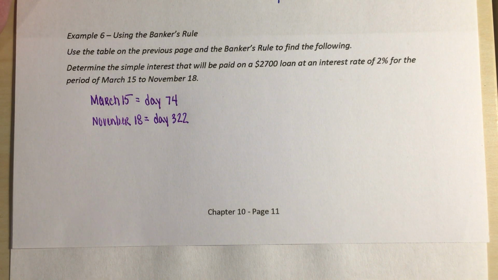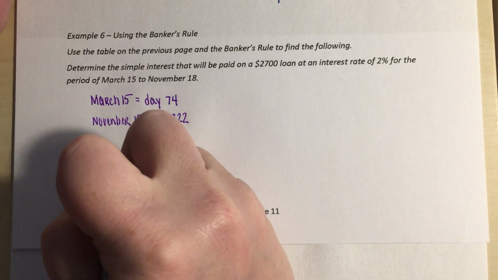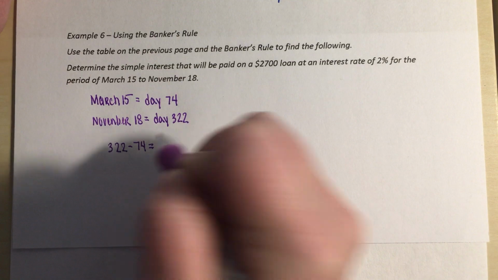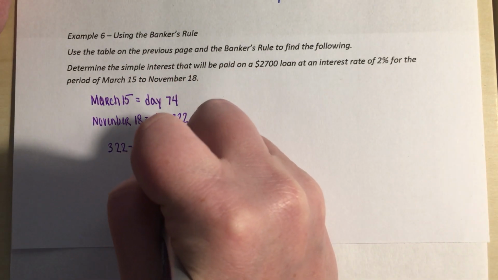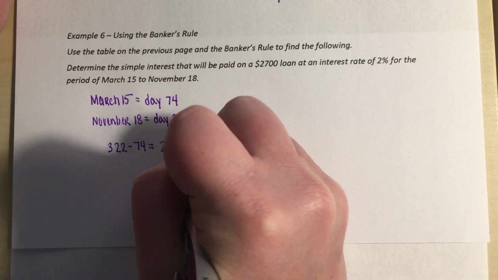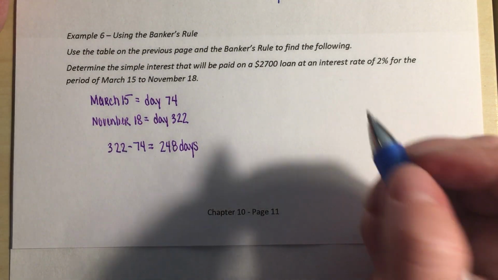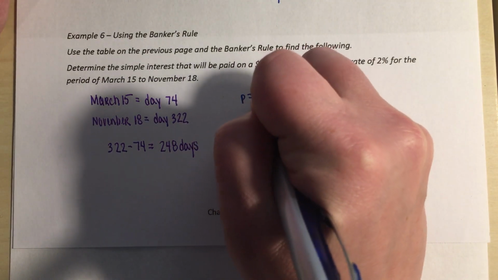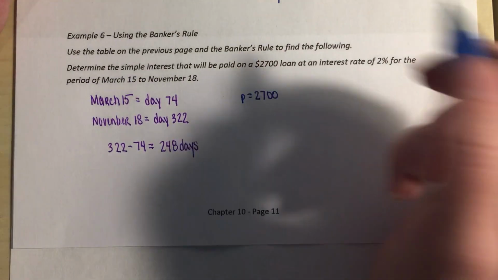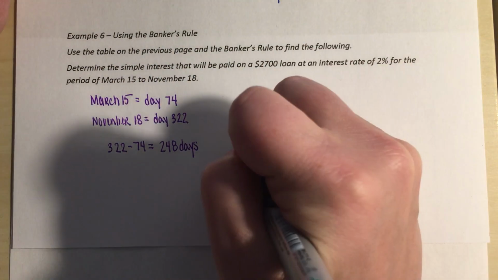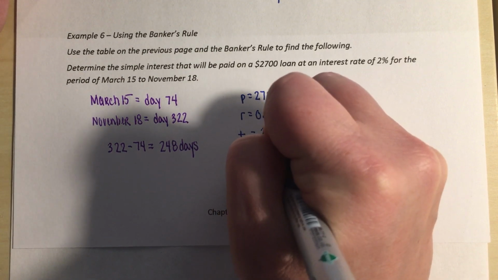The amount of time that our loan is going through, we are going to subtract these two different days. 322 minus 74, which is going to give us 248 days. Okay. So now that we've used our table to find the length of our loan, now we're going to use our simple interest formula. Our P is 2,700, our rate is 2%, 0.02, and our time is in days, 248.